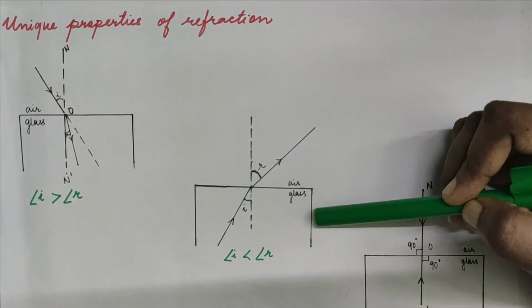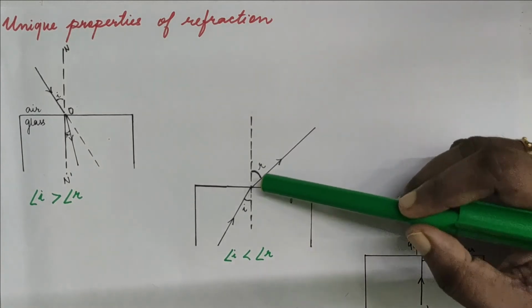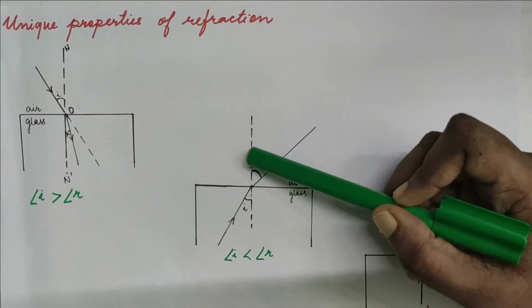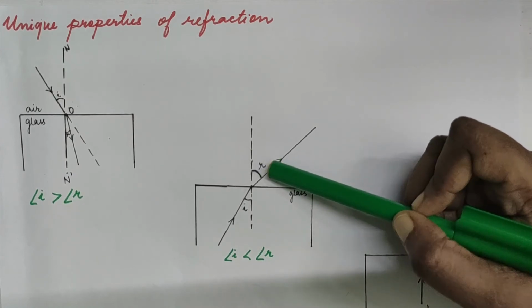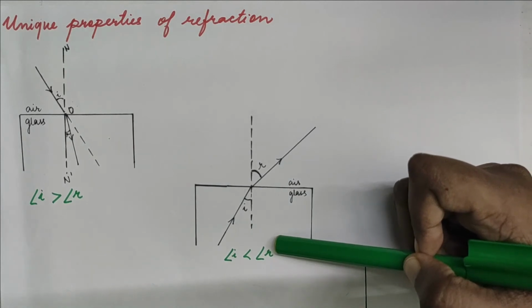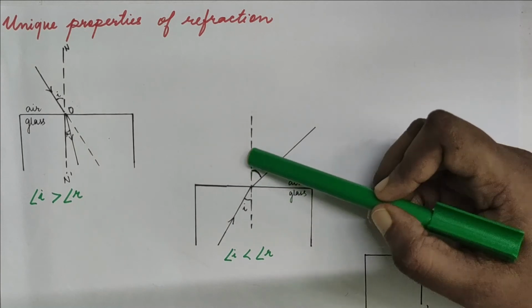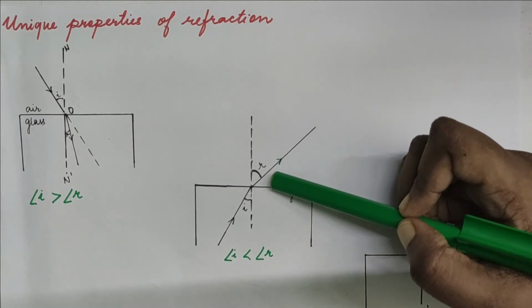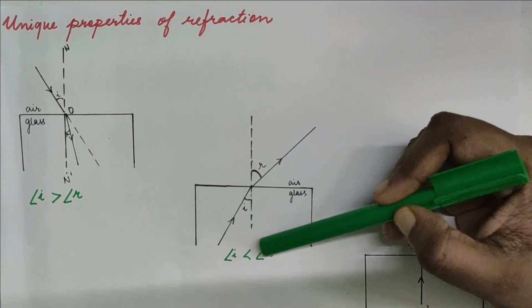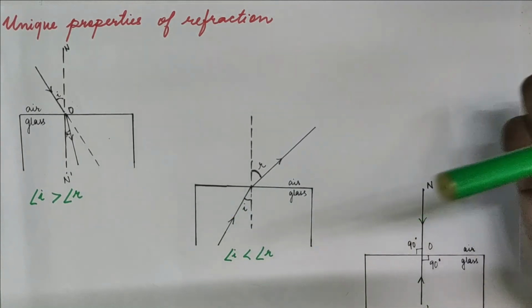Then we talk about another case where suppose the incident ray is coming from the glass and it's moving out. So you can see the angle of refraction is increased here. So the angle of incidence is less than the angle of refraction. This is happening when a ray of light is traveling from a denser to a rarer medium, which always bends away from the normal. And in this case, I can tell you, the angle of incidence will be less than the angle of refraction.